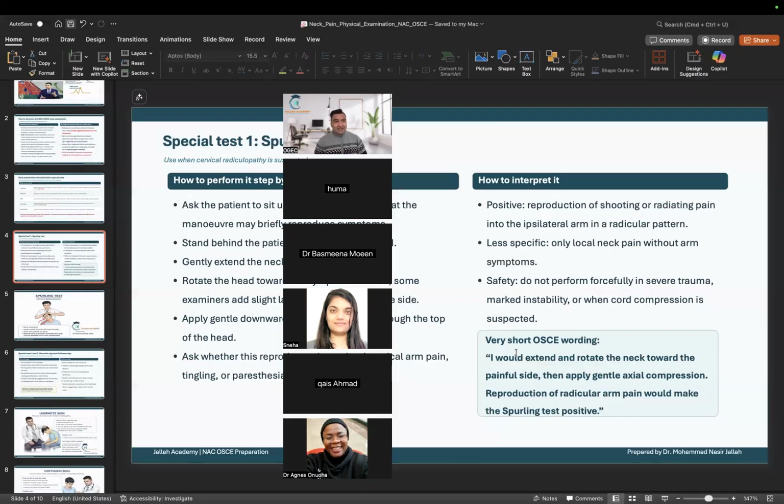I would extend and rotate. When you're performing, you need to stand behind the patient and ask the patient to extend his neck and then rotate it. Extend, rotate, tilt. Then you apply pressure downward. And if the pain on the side that the patient is tilting his head shoots down the arm, it means the radiculopathy is positive.